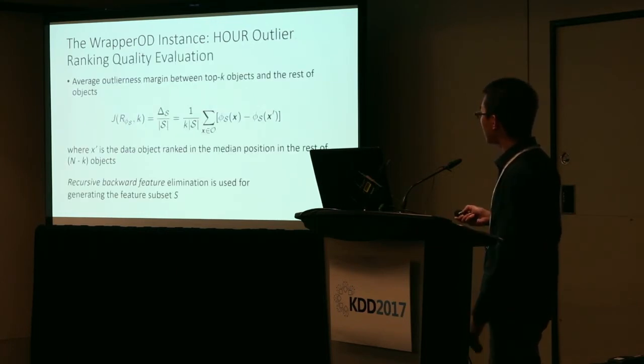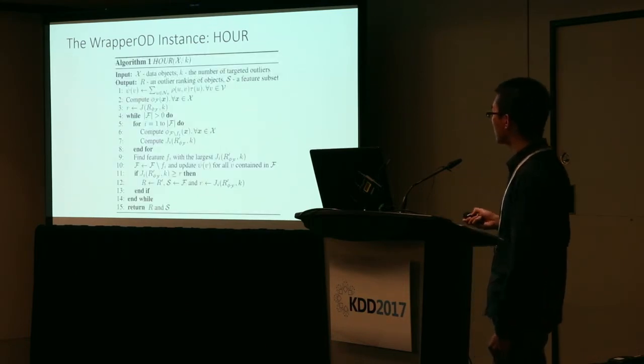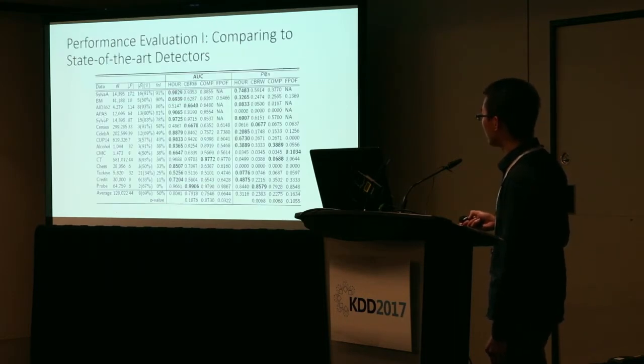This is the ranking evaluation. We create soft pseudo class labels for the objective function, and we use a recursive backward feature elimination method to generate the feature subset. This is our process. I will skip this to show some results.